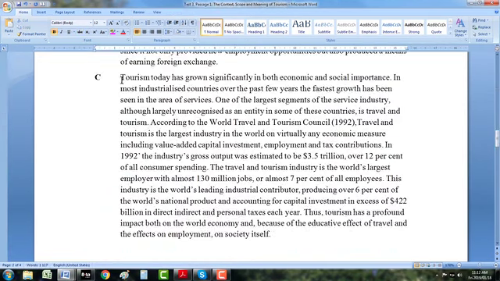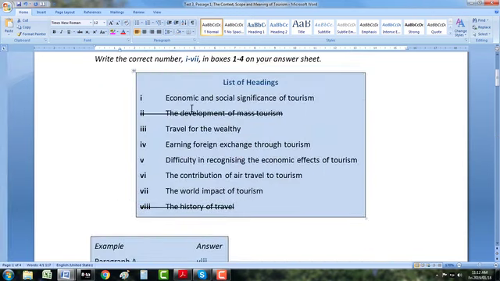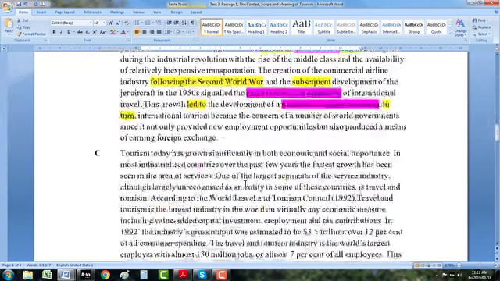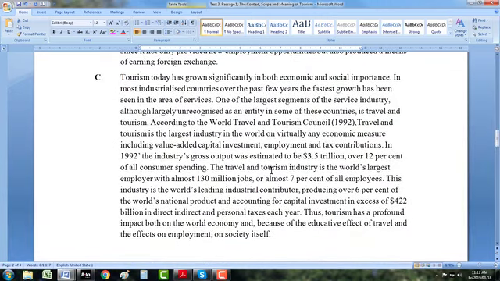Great. Phase 1, tourism today has grown significantly in both economic and social importance. All right, now these are very big paragraphs. We're still in phase 1. This is the most important information in that sentence, and I remember I saw something there, right there. Economic and social significance means importance. So I would be tempted to say yes, absolutely. You might want to just check through that, go into phase 2.